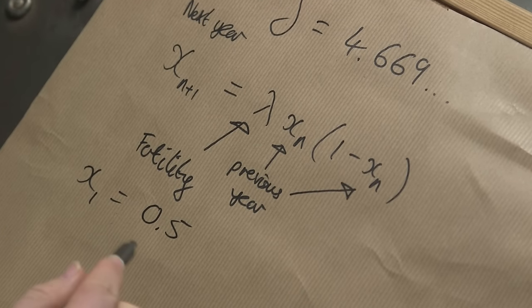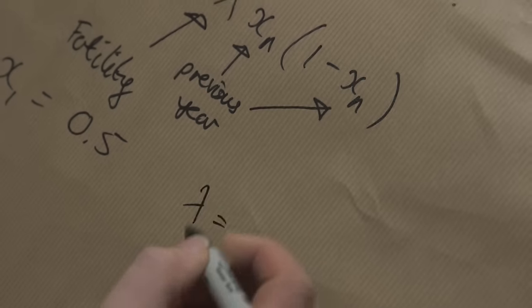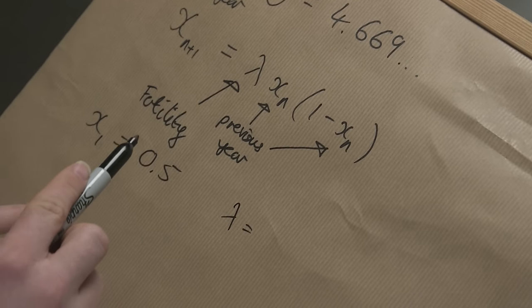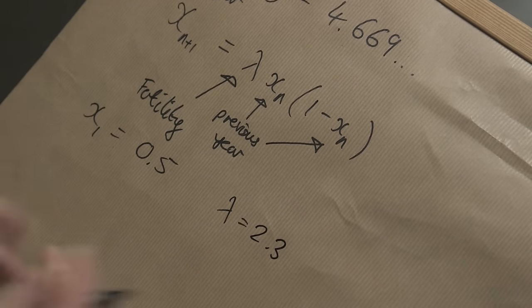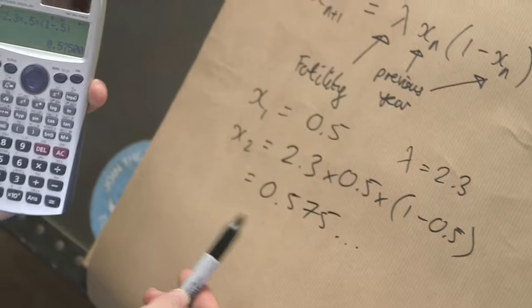In fact, you can start with anything. What's interesting is what happens over a long time. So we need to choose a fertility. I'm going to choose, just for this particular example, lambda, the fertility to be, I don't know. It turns out you need to be between 0 and 4. There are complicated reasons for that, which I'm not going to go into right now. But I'm going to choose 2.3. So we're about middle in our range of fertility. So this calculation tells me that the next year's population has gone up. I've got 0.575. So my population has increased.